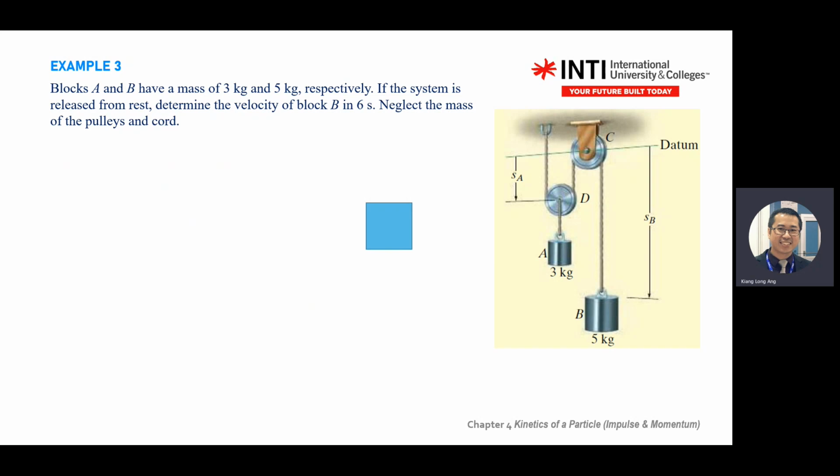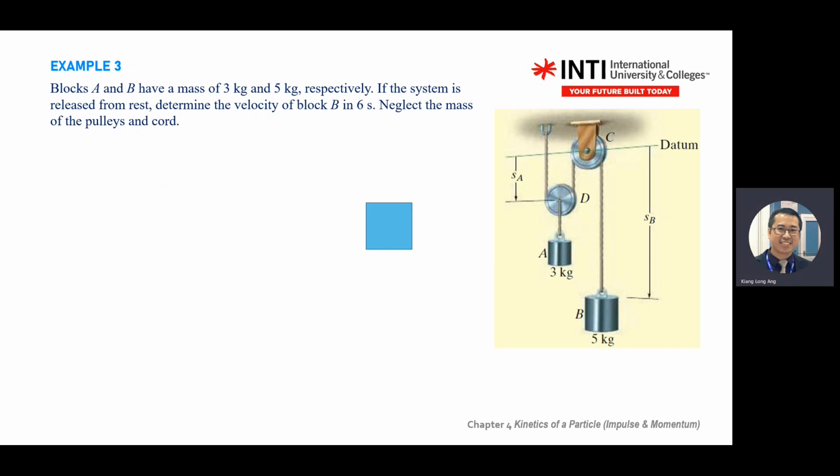So SB plus 2SA equals the total length. Differentiate one time, you're able to find the velocity relation between A and B. Differentiate one more time, you're able to find the acceleration relation between A and B. Why do you need to find the acceleration? Because in chapter 2, all the force equals MA. It will help you to solve for something from the force, right?